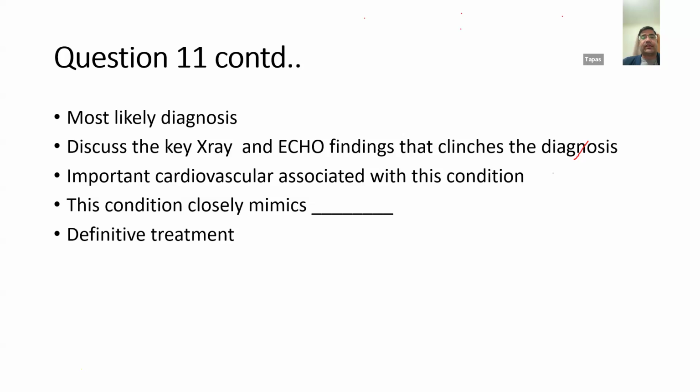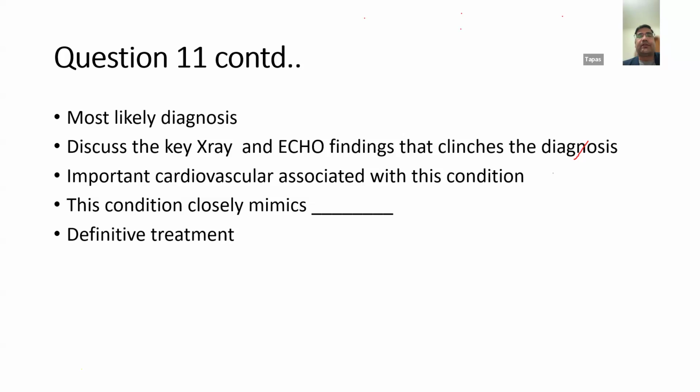Echo, Dr. Yusuf has already shown there's a right to left shunt and there's a TR jet. And X-ray we already discussed. Okay. What are the important cardiovascular conditions associated with this condition? Because this is just an association, probably heterotaxy syndromes. Yes, heterotaxy.